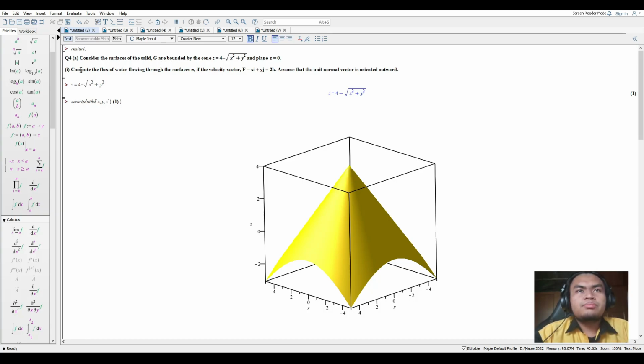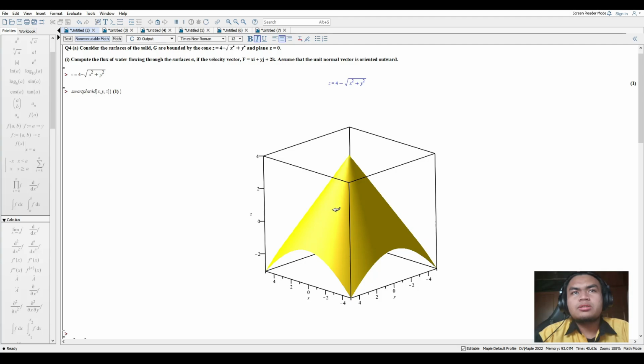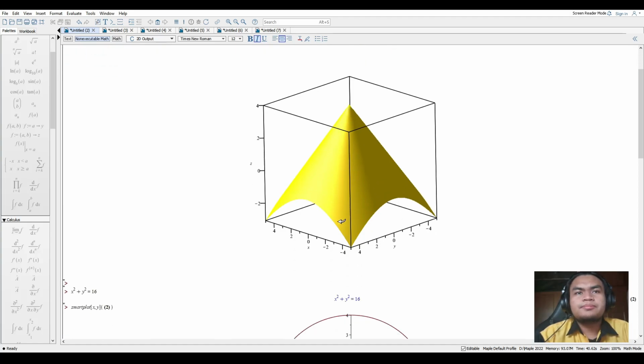So, compute the flux of water flowing through the surface if the velocity vector F equals xi plus yj plus 2k. Assume that the unit normal vector is oriented outward. Okay, this is for the equation, and if we use the equation and plot the 3D, we get the cone shape. If we cut here at 0, it will form a cone shape in 3D.